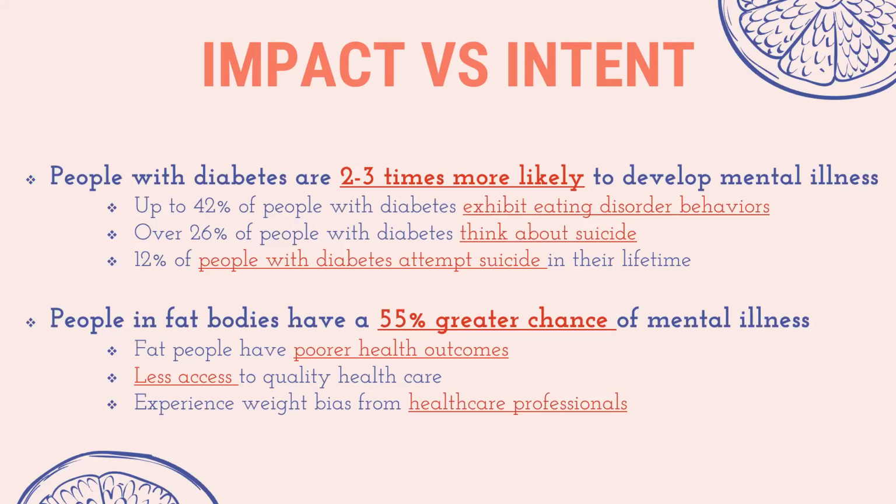And up to 42% of people with diabetes exhibit eating disorder behaviors. This does also include people who develop type 1 diabetes disordered eating called diabulimia, which is the skipping of insulin in order to go into ketoacidosis and force weight loss. Over 26% of people with diabetes think about suicide, with 12% of people with diabetes attempting suicide in their lifetime.